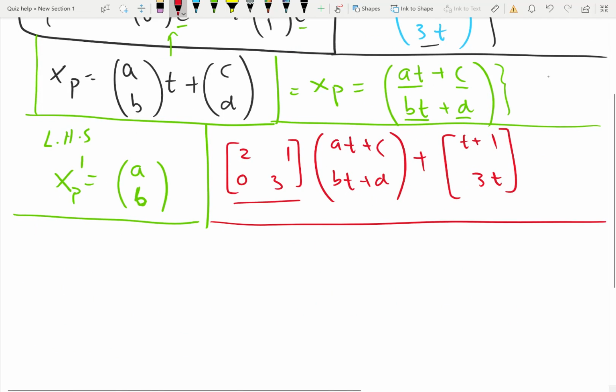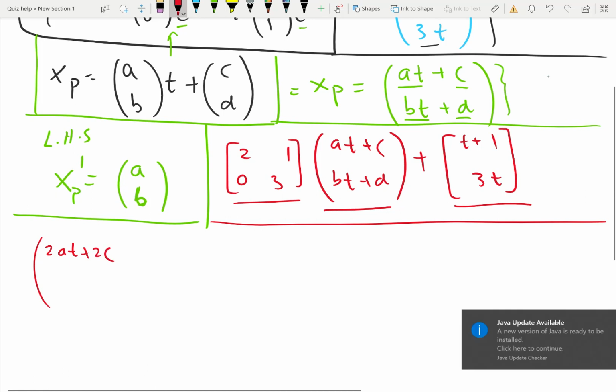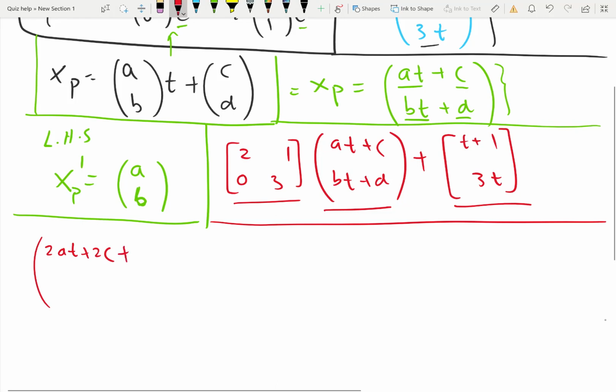Now let's simplify the right hand side very carefully. First multiply this matrix and vector. Don't add the vector to the previous vector yet. Wait until you multiply out. So multiply 2 times the first row, 2at plus 2c, plus 1 times the second row, bt plus d, so this is the first row. And 0 times the first row is gone, 3 times the second row, 3bt plus 3d. This is what we get after you multiply these two, plus you add t plus 1, 3t.